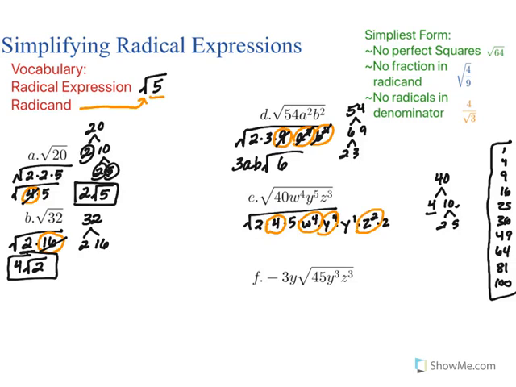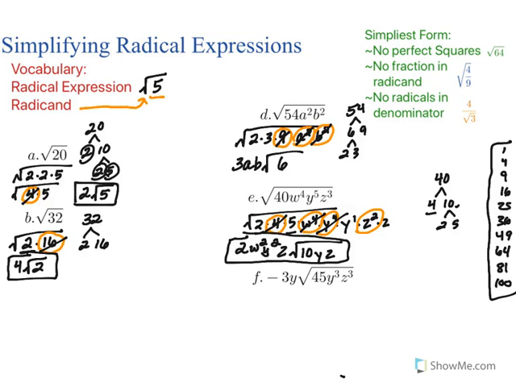The square root of 4 is 2. The square root of w to the fourth is w squared. Remember, divide the exponent by 2. Y to the fourth would be y squared. Z squared would be z. And then what we're left with on the inside is 2 times 5, which is 10, y to the first power, or just y, and z. And so my simplified radical expression here is 2w squared, y squared, z, and then the square root of 10yz.